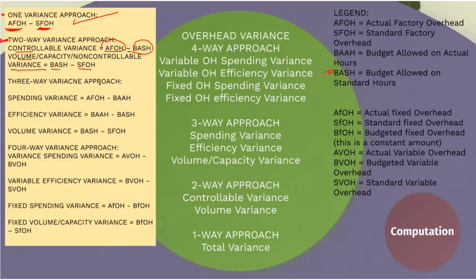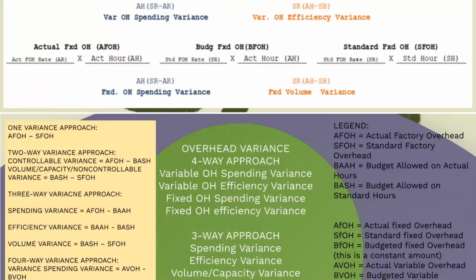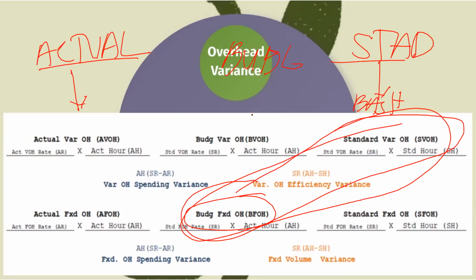Okay, now we go to the three-way variance approach. What is your spending variance? It's typically your AFO or actual factory overhead less BAA. What is BAA? Go to our legend. Budget allowed on actual hours. We go back to the previous slide. What is BAA? BAA is this one. Okay? Why? Because look at this. You are using your actual hours. Okay? But you are using your standard rate.